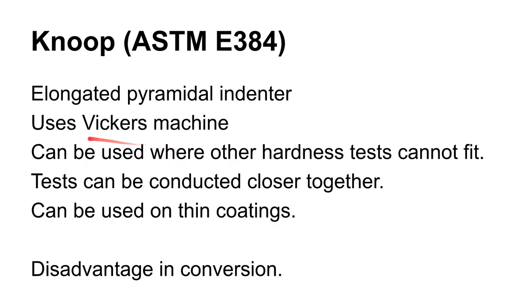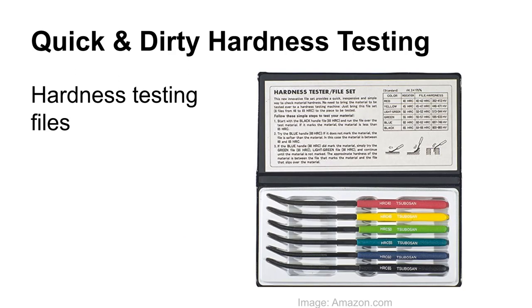Then there is the Knoop test. So the Knoop can actually be done on a Vickers machine, but this leaves a little tiny mark. Okay, so this can be used for coatings and things like that, of how hard the material is.